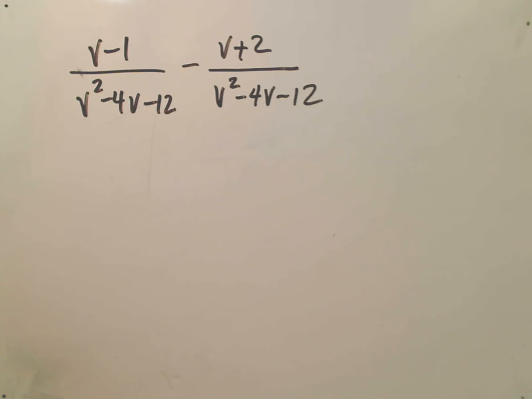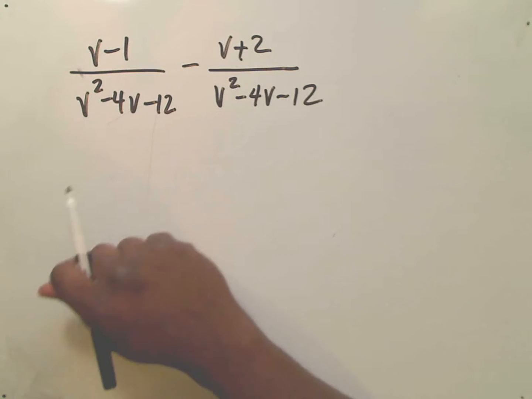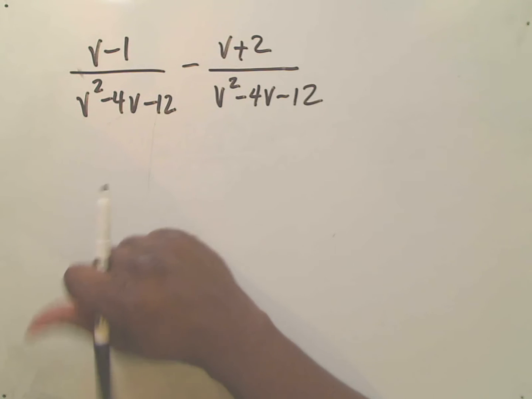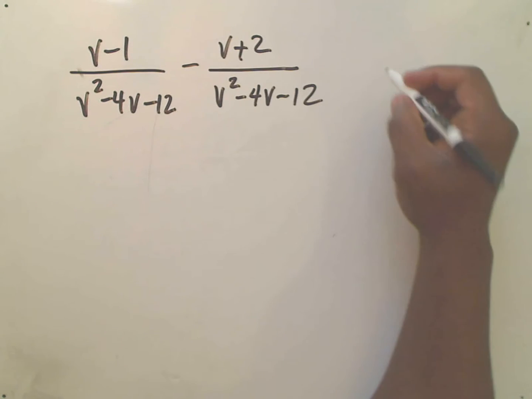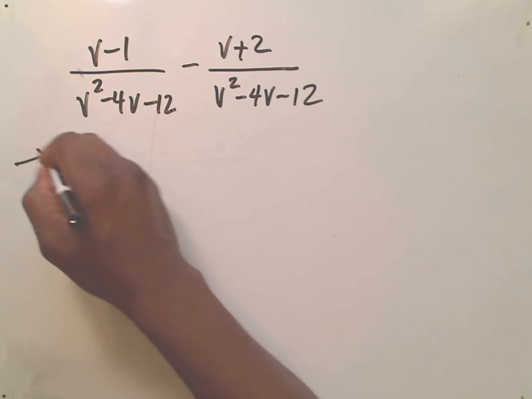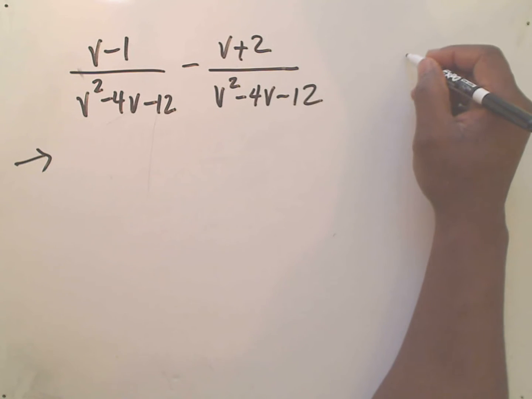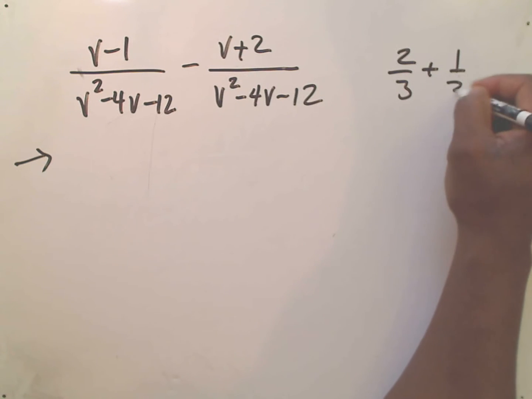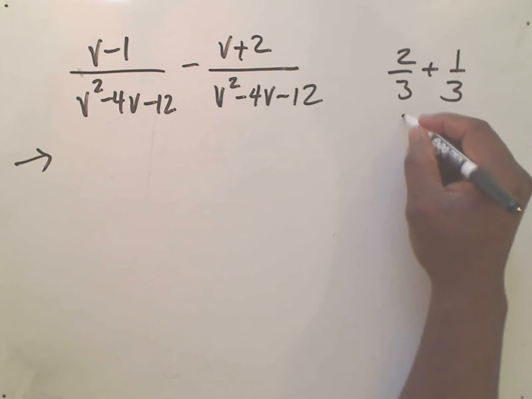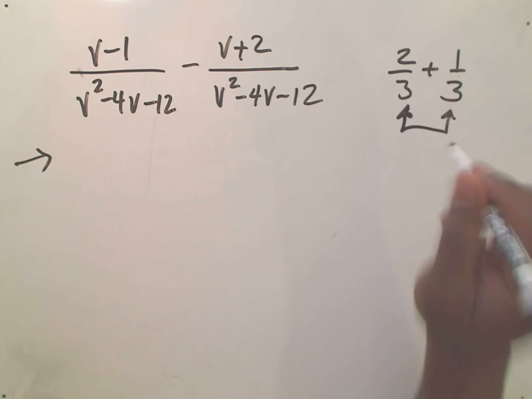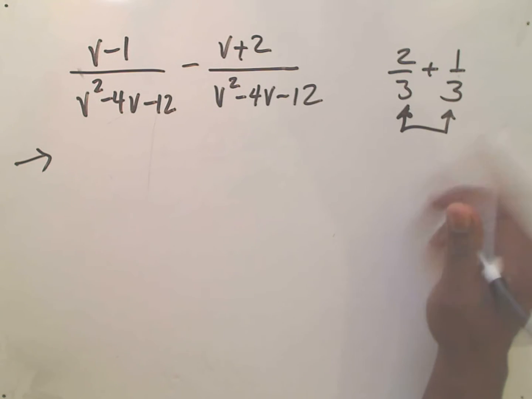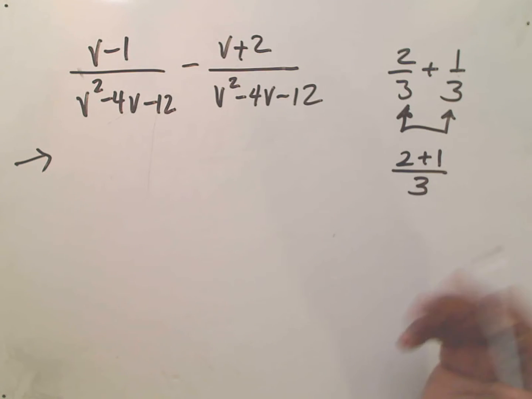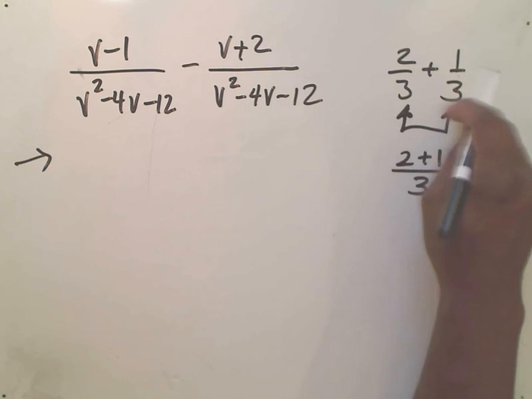Okay, when adding rational expressions, again, it's very, very similar to how you would add regular fractions. So, for example, say you had to add just like, say, 2/3 plus 1/3. Well, we know when the denominators are the same, that gives you permission to add or subtract the numerators, which leaves you with 2 plus 1 over 3. That is the only time you get the permission slip, when the denominators are the same.